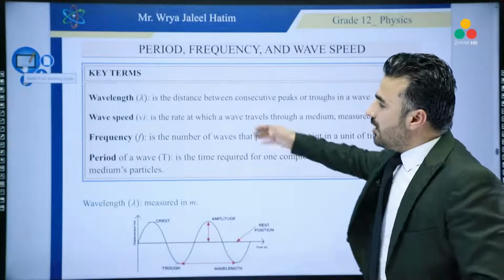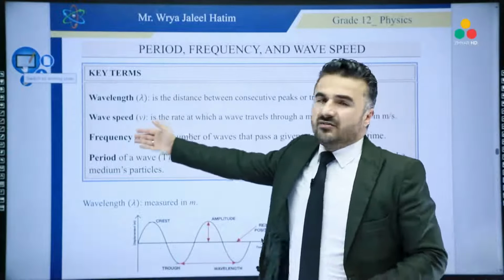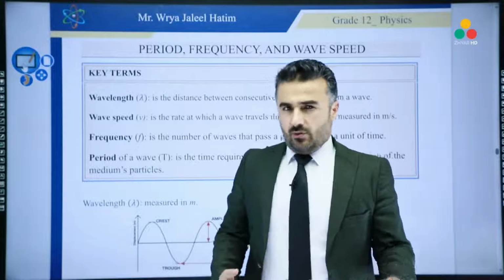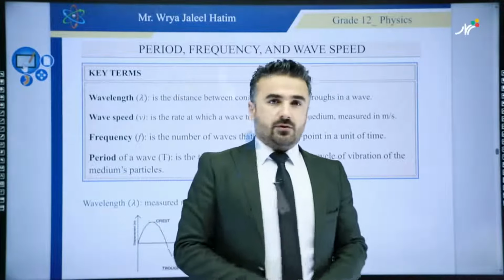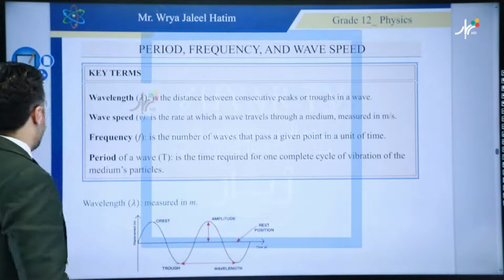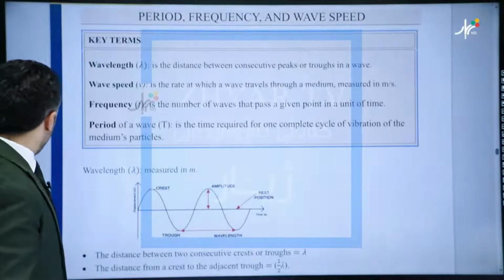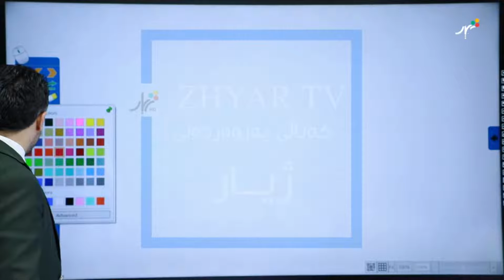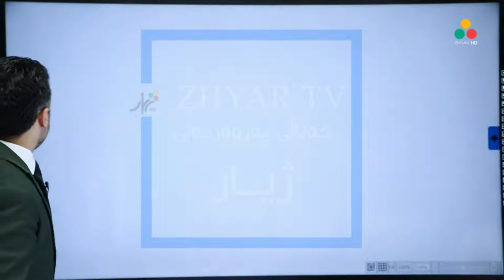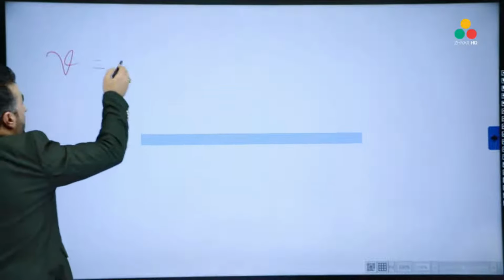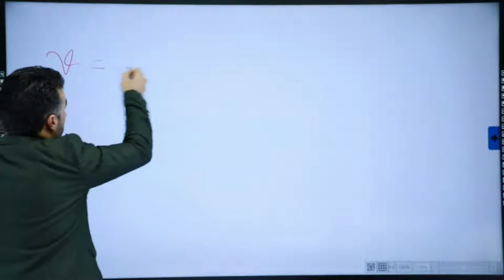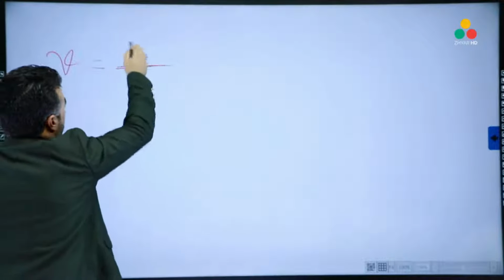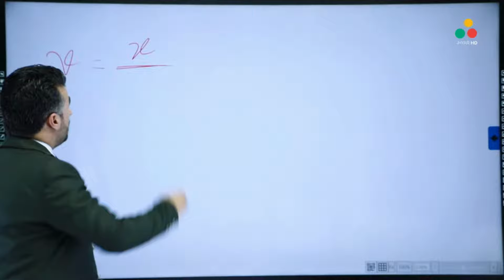So there is one more thing. What about wave speed? We do know that speed is equal to distance over time. But what is the distance equal to here? Let me take you back to this real quick. Let's decrease the thickness here. We do know that speed equals distance, let's say x, over the time.